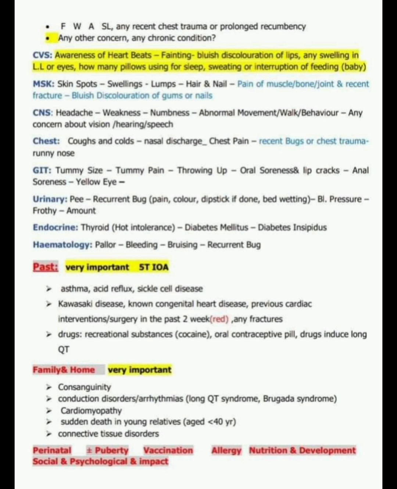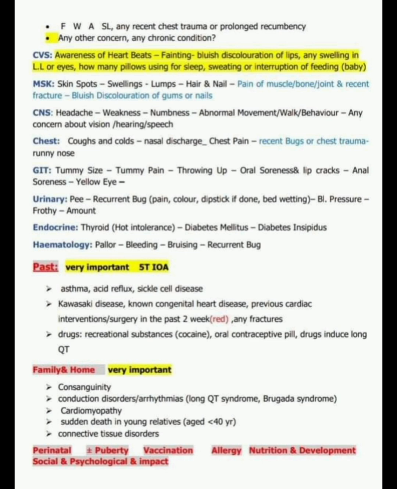So we'll ask, associated with the chest pain, any past history of asthma, acid reflux, sickle cell disease, Kawasaki disease, known congenital heart disease, previous cardiac interventions or surgery, any fractures present or not. That is, in the past 2 weeks, any surgery present or not. Drugs, we will ask about recreational substances like cocaine, oral contraceptive pill, and drugs that induce long QT syndrome.